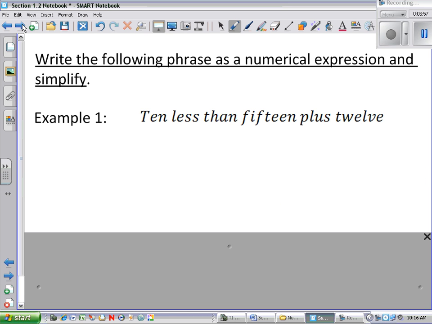The next examples, we're going to write the phrase as a numerical expression and simplify. 10 less than 15 plus 12. Again, I'm going to start with where all of my numbers are, and then I'm going to circle my phrases. Less than, plus. Here, less than, again, we're going to subtract. That's one of our special phrases, so we have to switch the order when we subtract. And plus, we're going to have an addition sign there.